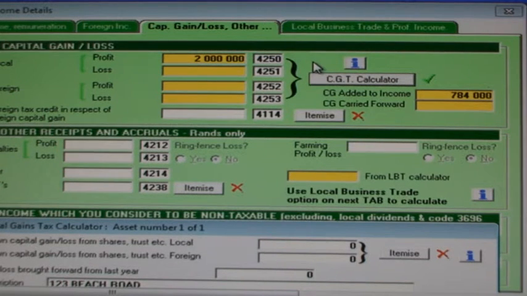The calculator has also subtracted the taxpayer's annual exclusion of 40,000 rand and worked out that 40% of the balance of 1,960,000 as being 784,000 that will be added to normal income on the assessment calculation. Changes to SARS's definition of remuneration mean that the amount added to taxable income now affects the formulas for calculating the deduction allowed on retirement fund contributions.